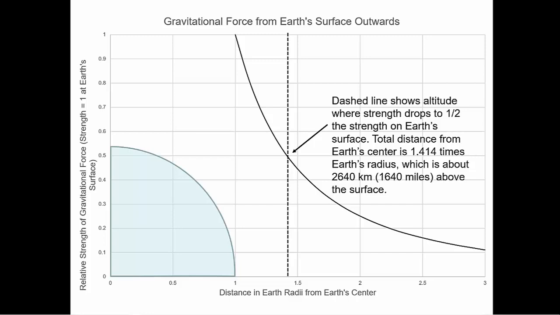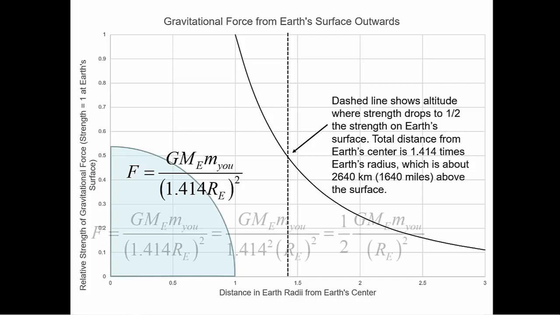Anyway, that point would be about 2,640 kilometers above the Earth's surface, or 1,640 miles above the surface. Now, here's what the gravitational force on a person would be at that point. And I'm going to do a little bit of tricky math with that. Nothing weird. It's just going to be basic algebra and following the rules of arithmetic.